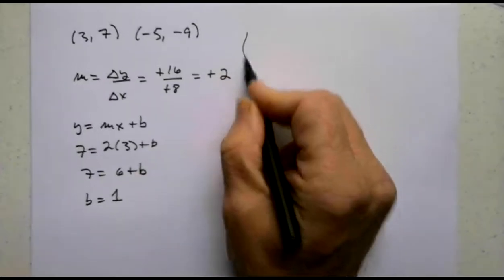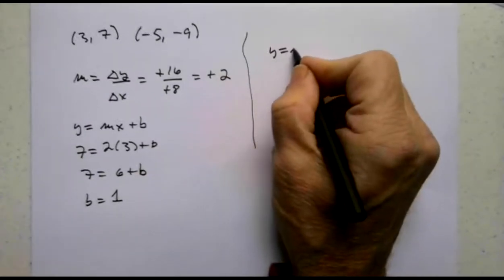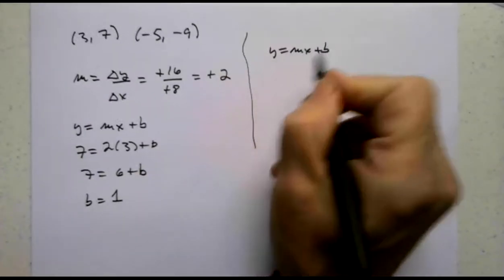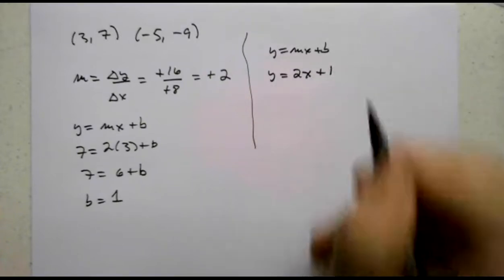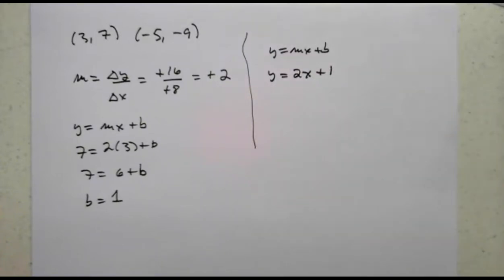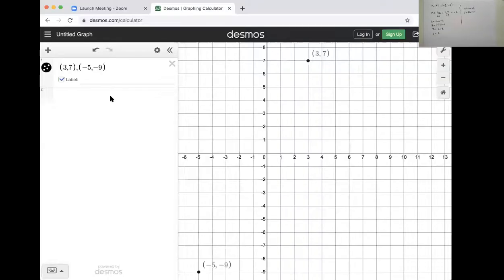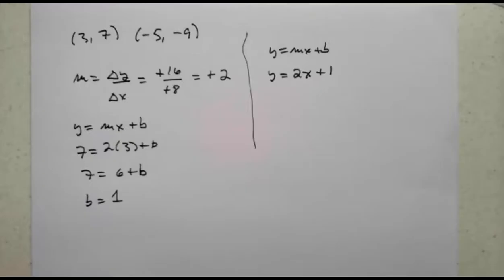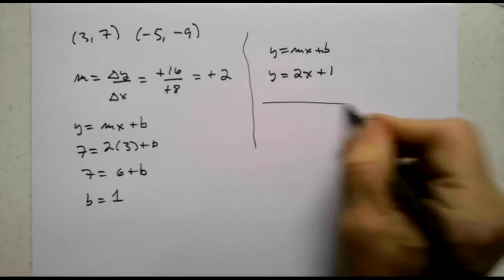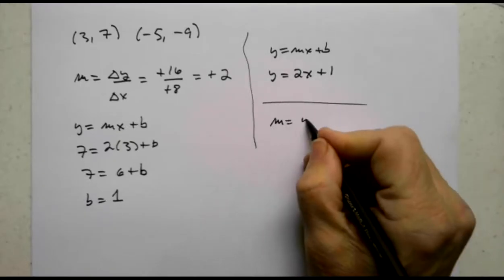So what is my equation? My equation is y equals mx plus b. The m was 2, so y equals 2x plus 1. We can go ahead and graph that and see if that works out to be the case. Y equals 2x plus 1. Does it go between both of those points? It sure does.